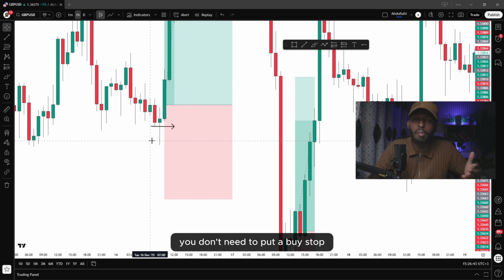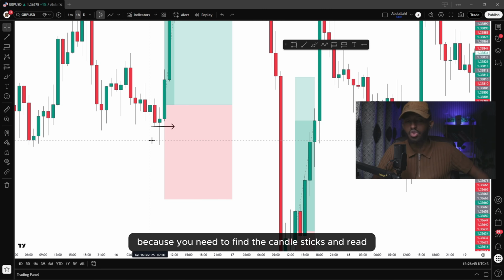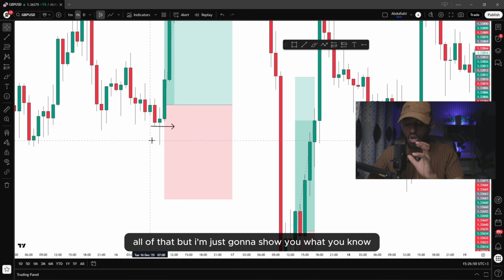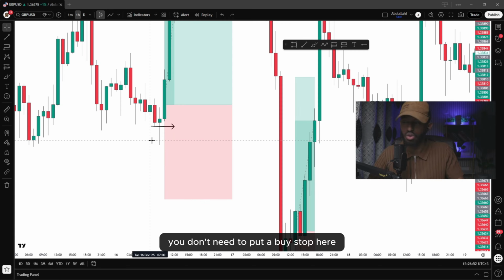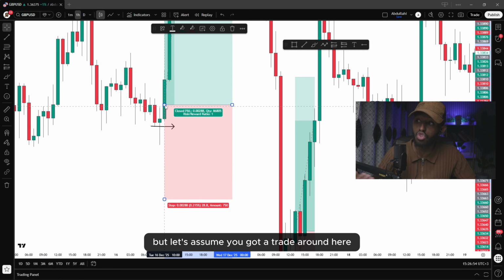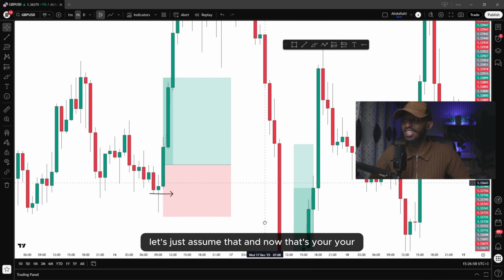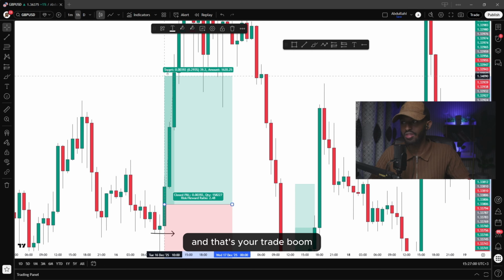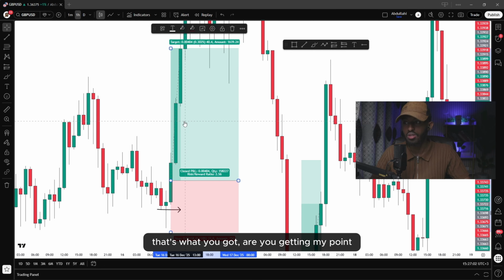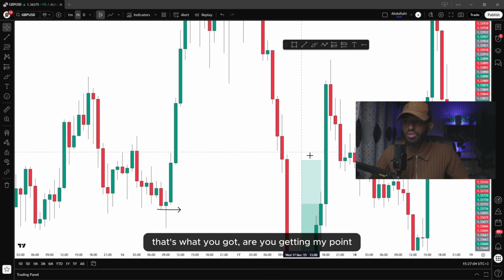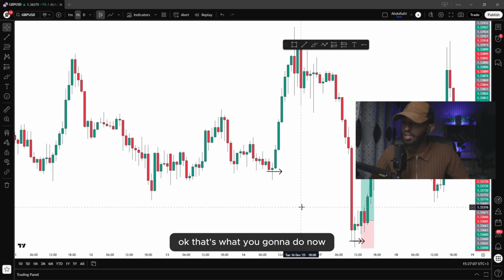You don't need to put a buy stop, because you need to find the candlesticks and read all of that. But I'm just going to show you why we need the empty candle. You don't need to put a buy stop here, but let's assume you got a trade around here. Let's just assume that, and now that's your trend. Boom, that's what you got. Are you getting my point? Okay, that's what you can do.